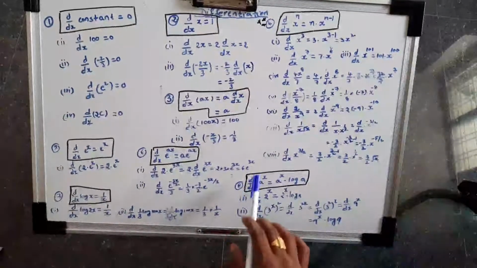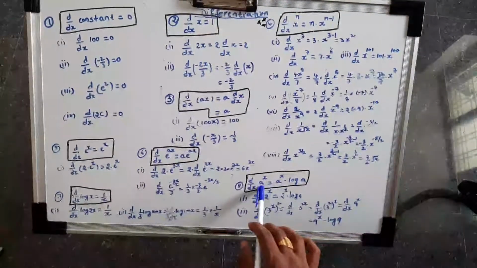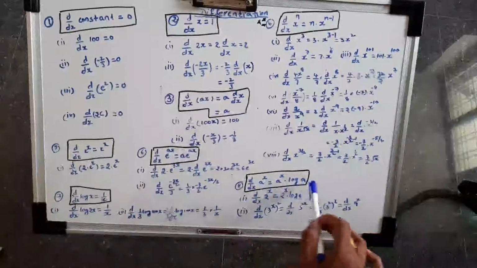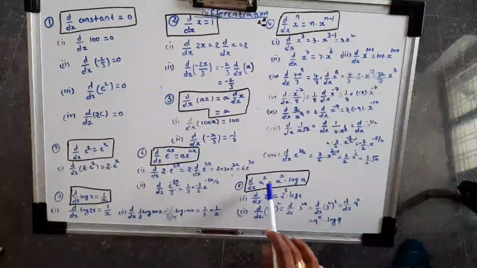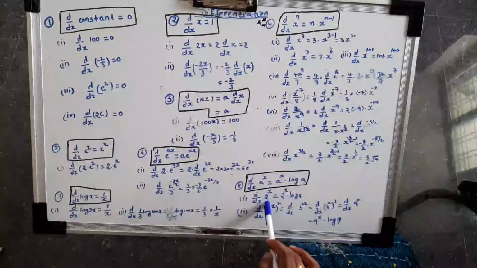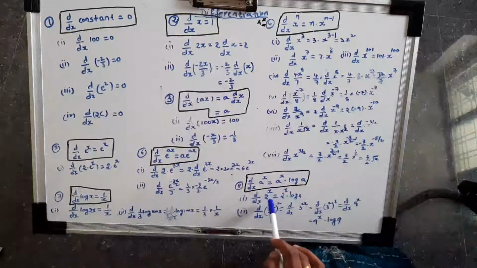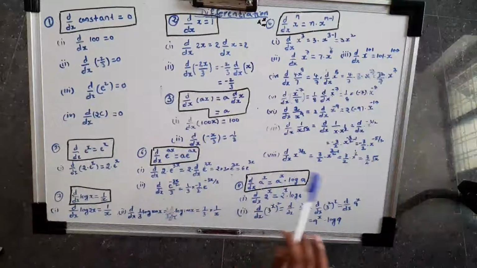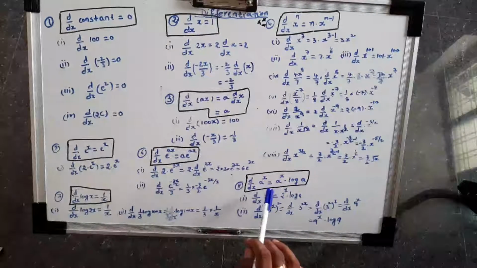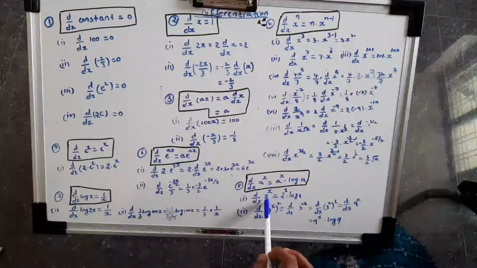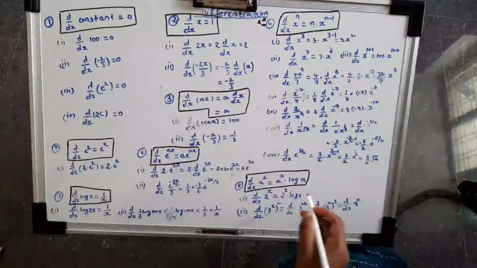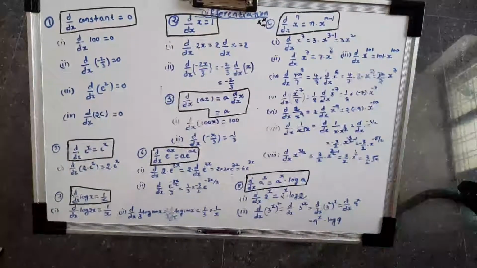The last formula: d by dx of a power x, where a is a constant, is equal to that constant power x into log of that constant. For example, in place of a, take 2 power x. Here the power should be x only, with no value before x. So 2 power x gives 2 power x into log 2. Don't write log a here. What is the answer? Log 2.